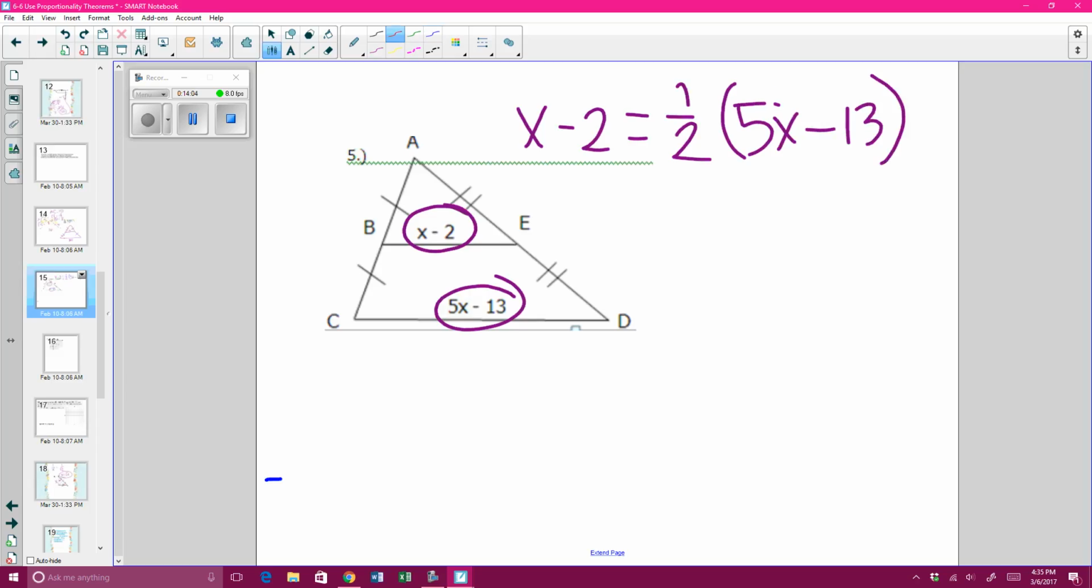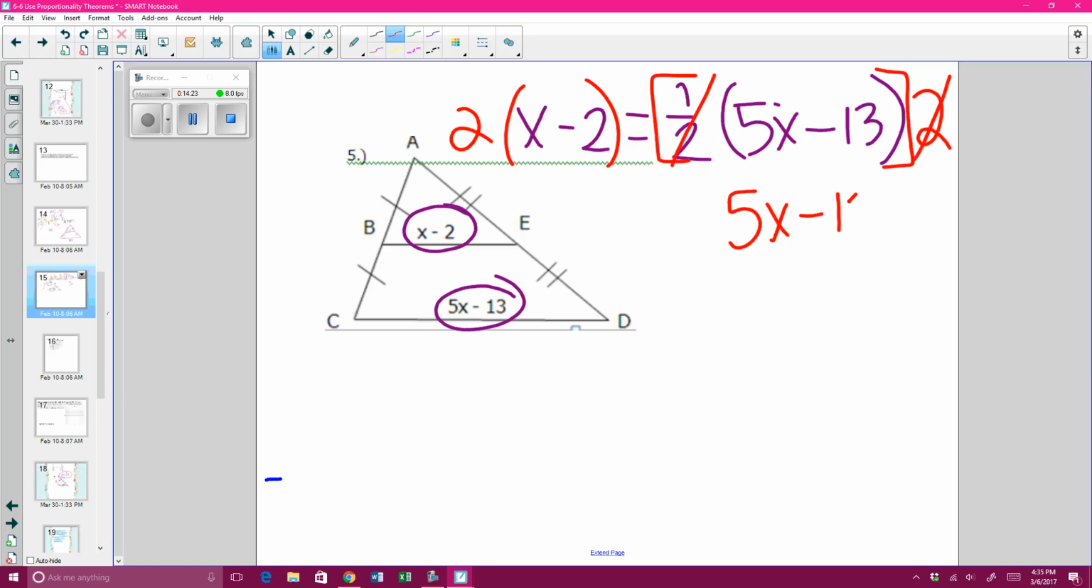Now, you could distribute the half to everything, but I just think that that's making more work than you have to. So I would, in this case, actually like to just turn this fraction into a whole number. And I can turn half into a whole number by multiplying it by 2, because half of 2 is just 1. And so this is just 5x minus 13. And over here, you have to distribute the 2 to both terms inside the parentheses. So you would get 2x minus 4 equals 5x minus 13.